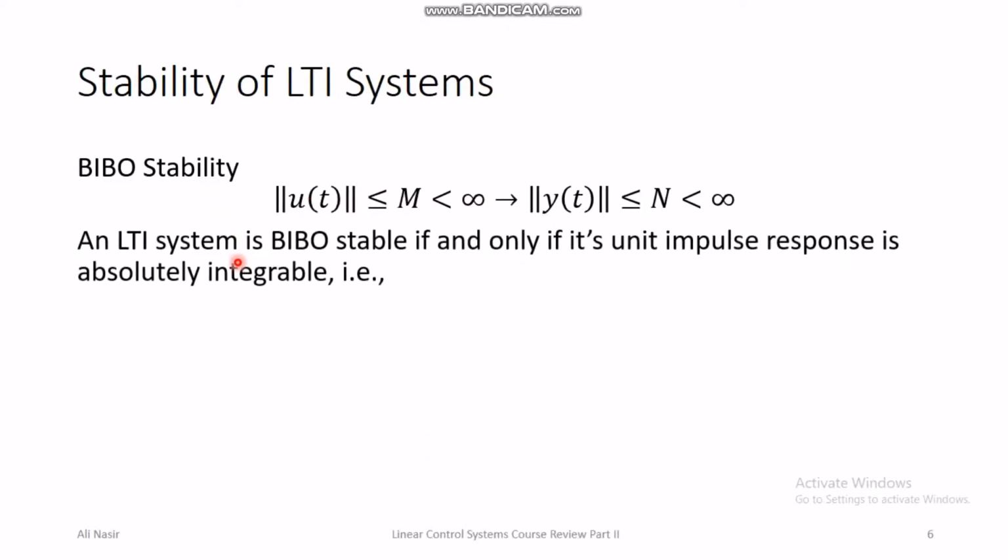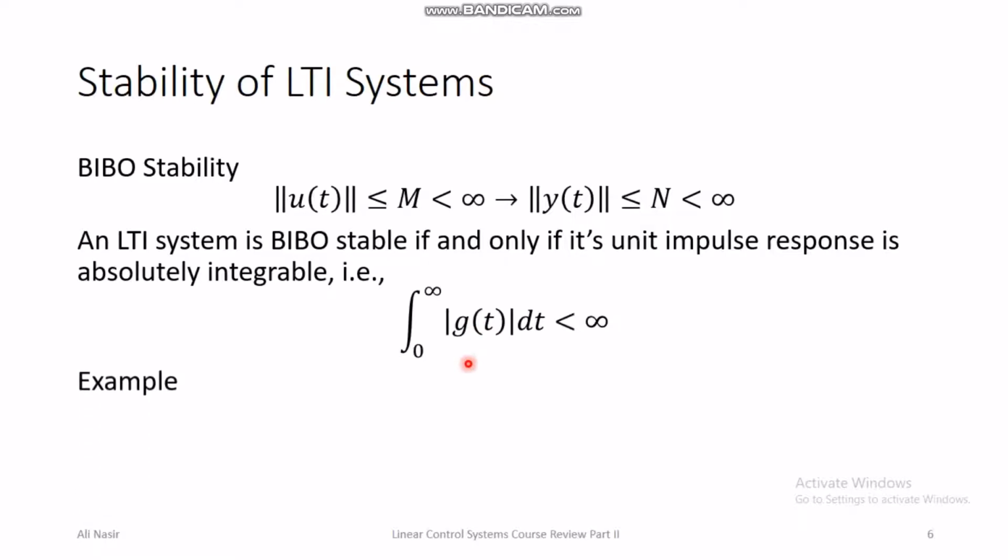And for LTI systems, the BIBO stability can be determined from the integration of the impulse response. So if you integrate the magnitude of the impulse response from 0 to infinity, and if this integral turns out to be finite, then it means that the system is BIBO stable. And this impulse response is basically the Laplace inverse of the transfer function.